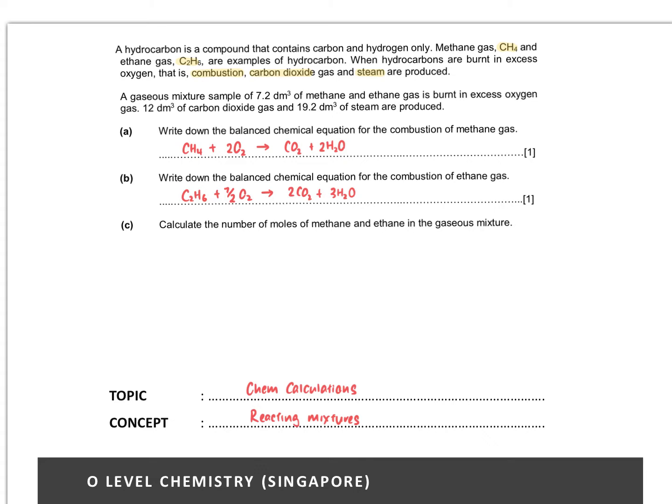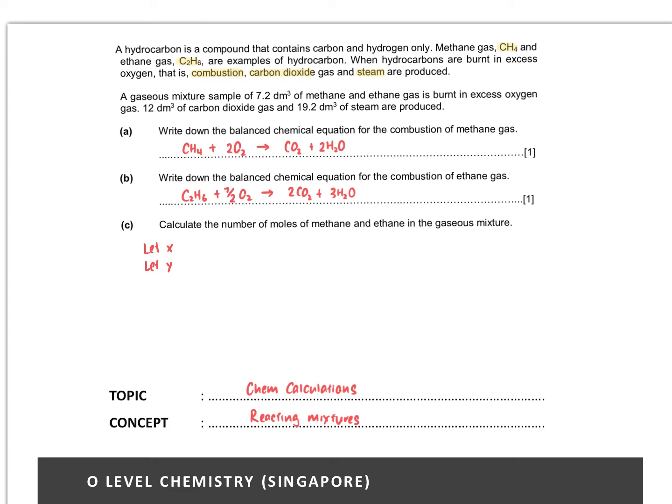The way to solve questions like this is to use algebra. The most straightforward way to solve this question is by using algebra. In part A and part B, you are required to write the equations for the combustion, which I have already done. What do I mean by using algebra? When you have a mixture of two reactants, you can let X represent a certain volume of one reactant, and let Y be a certain volume of the other reactant.